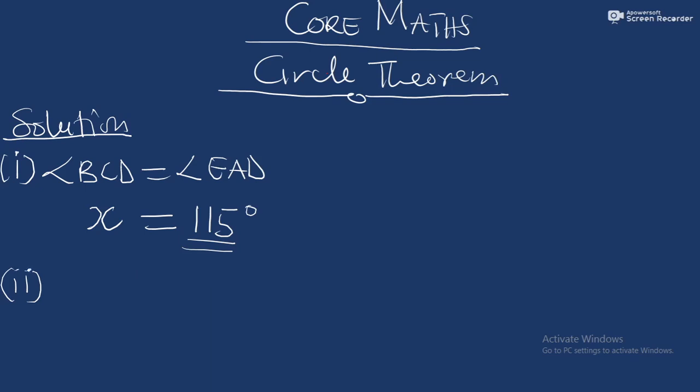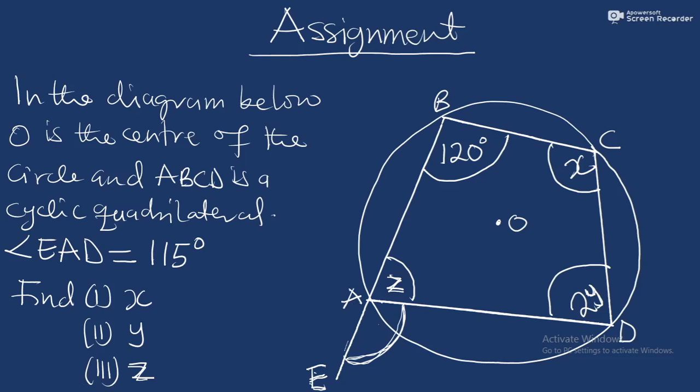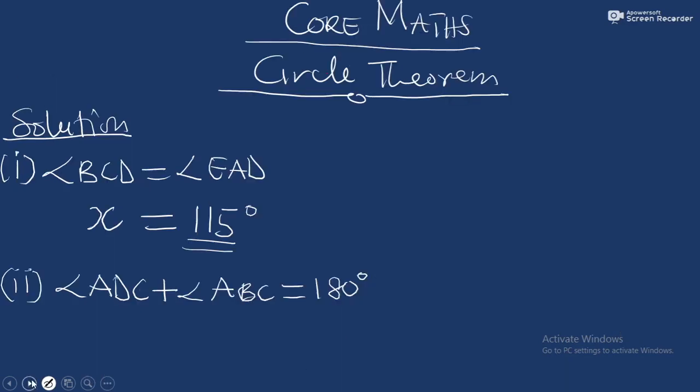Now with II also, we have angle ADC plus angle ABC equals 180 degrees. Okay, so let's check that one also. Angle ADC plus angle ABC should be equal to what? 180 degrees. So let's substitute.